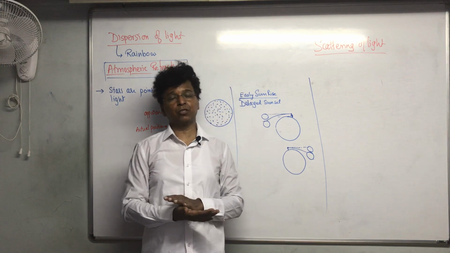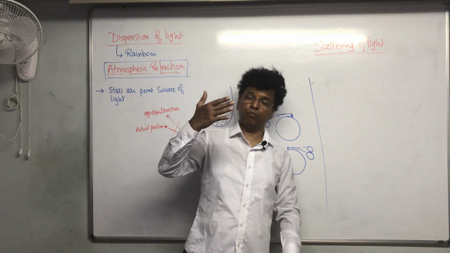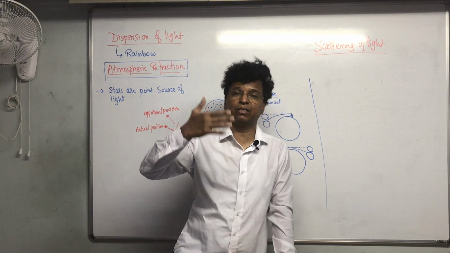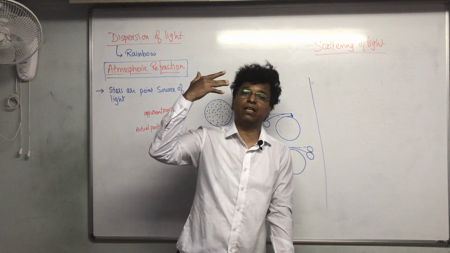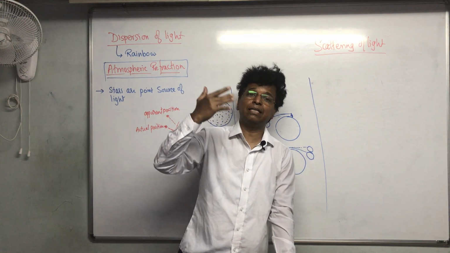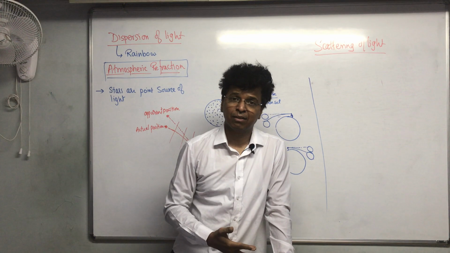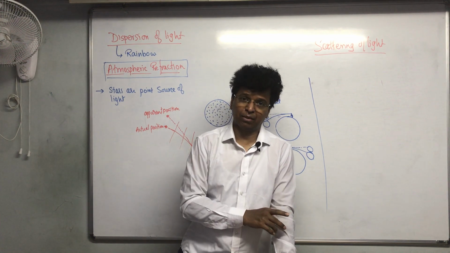So why does the dispersion of light take place? Because each color of light has a different wavelength and a different velocity. Because of that, it deviates at different angles, and that's why dispersion of light takes place.